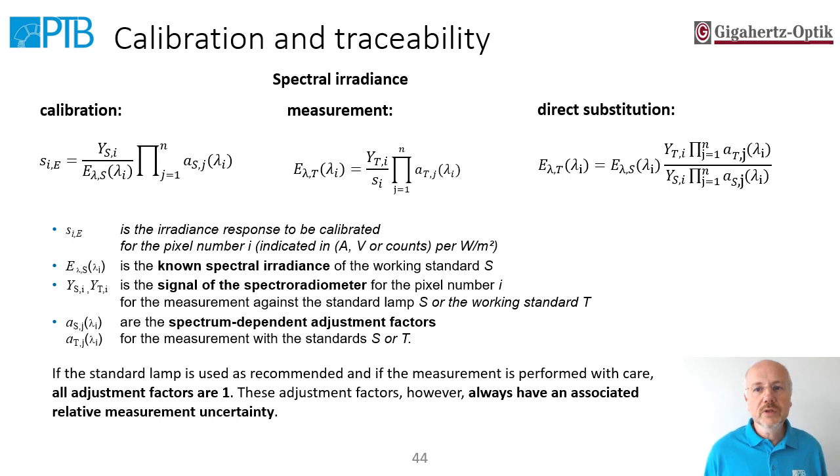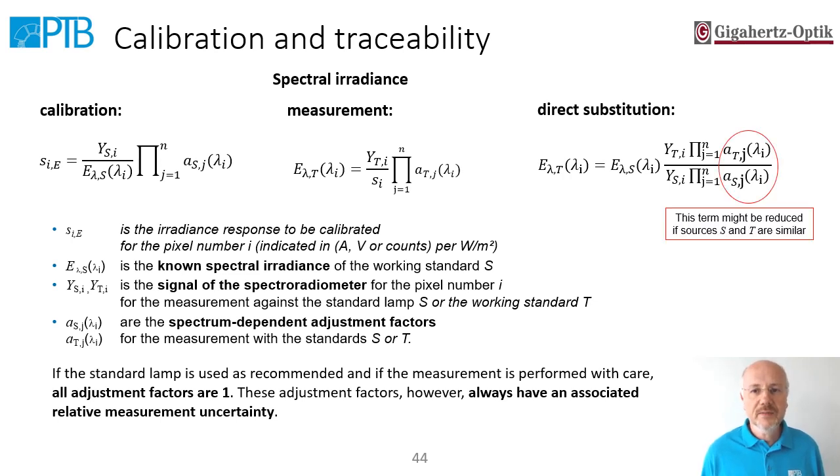When lamps are used for calibration that are similar to those used in the application, direct substitution can be used. In this case, the instrument does not need to be calibrated. Only the ratio of the measurement results and the known spectral irradiance of the calibration lamps are required. Then it is possible that several adjustment factors are shortened out from the equation and their measurement uncertainty contributions can be omitted.